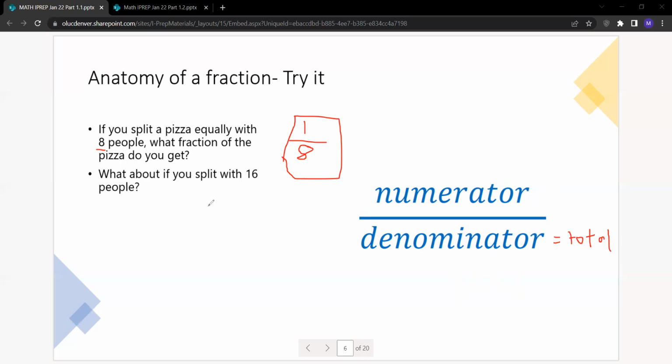So then we can try that again with 16 people. Go ahead, pause the video, try it on your own, and see what fraction you get. Okay, so we have 16 people. Each person gets 1, so we'll start with that 1 as our numerator, right? Because that's each person. And then on bottom, we have 16 people, so 16 pieces. So everyone will get 1/16 of the pizza.